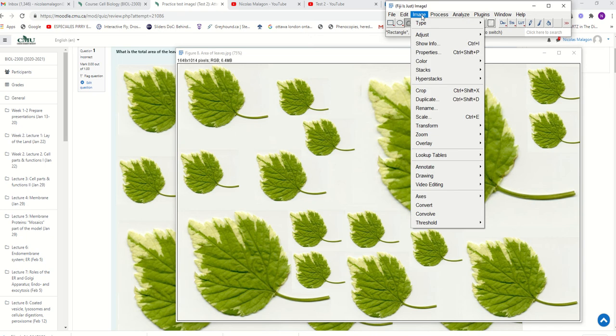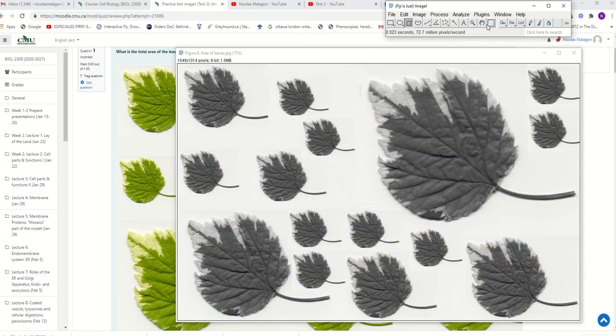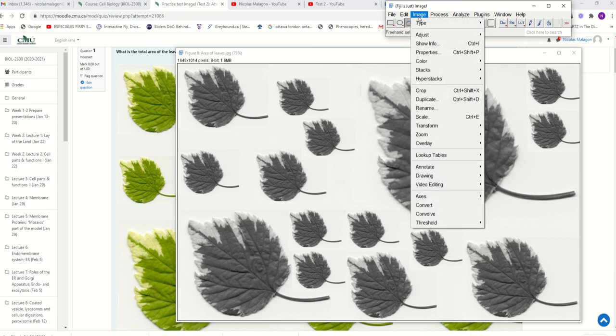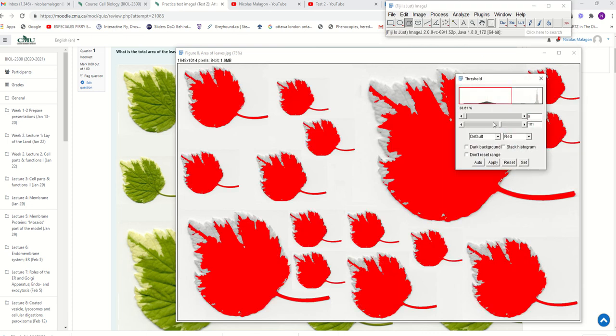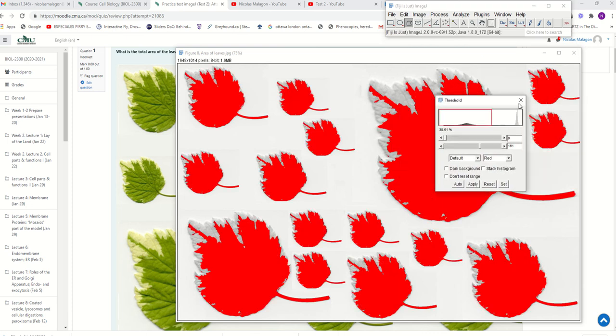So the first thing that you have to do is go, as you did in the lab, to 8 bits. Now you have to type 8 bits. So now you have two colors, or you will have some scales of gray and white. And now what you have to do, go to adjust and adjust the threshold, and here you will have different degrees of red.